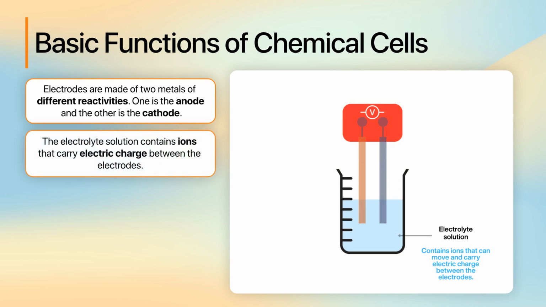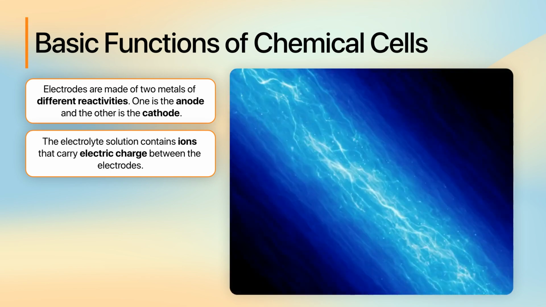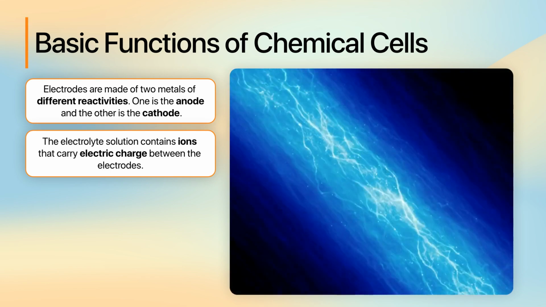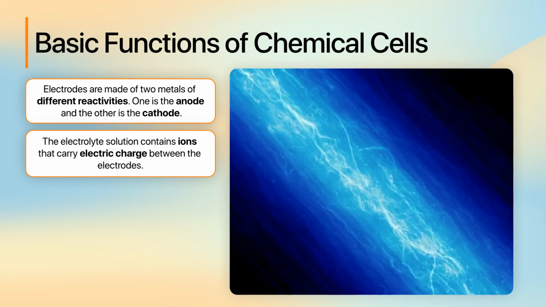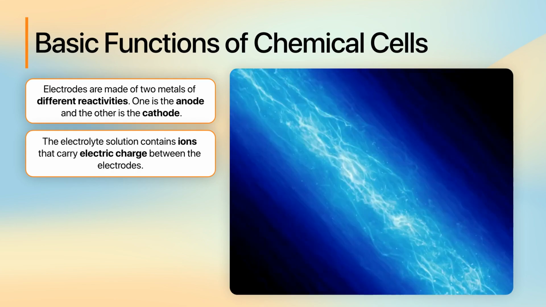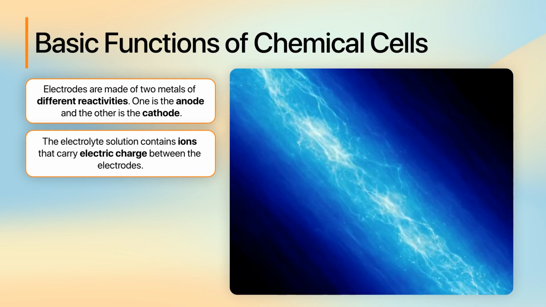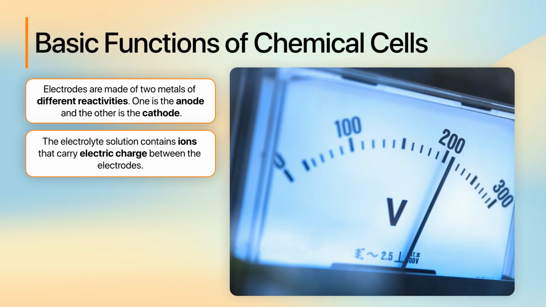The electrolyte is the substance in which the electrodes are immersed. It contains ions that can move and carry electric charge between the electrodes. This solution allows ions to move between the electrodes, facilitating the chemical reactions, oxidation, and reduction at the electrodes that release electrical energy by creating an electric potential or voltage between the two electrodes. It causes the electrons to flow from the anode to the cathode through the external circuit, meaning current is generated, which generates voltage measured with the voltmeter.